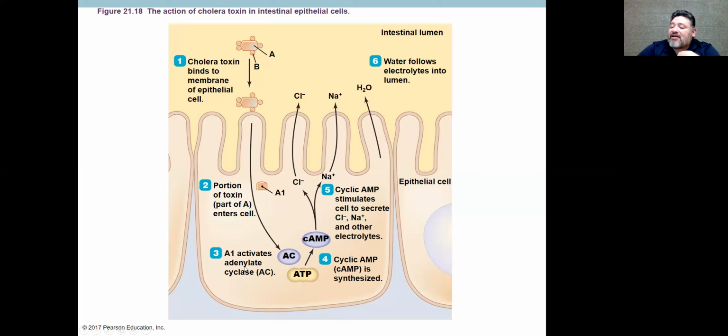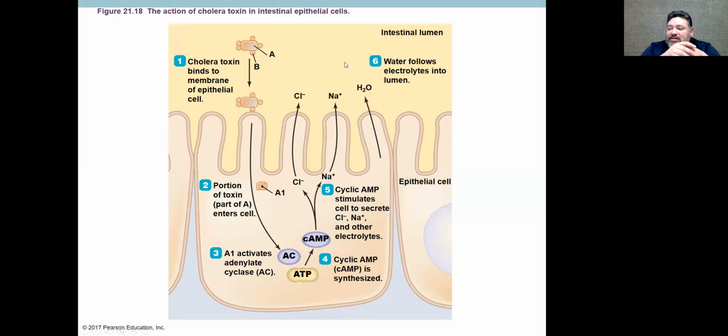So as the adenylate cyclase gets produced, and this cyclic AMP gets synthesized from adenosine triphosphate, this cyclic AMP initiates the function of sodium and chlorine pumps that pump sodium and chlorine out of the epithelia. It makes the lumen of the intestine hypertonic relative to the intestinal lining, and consequently, water follows it.